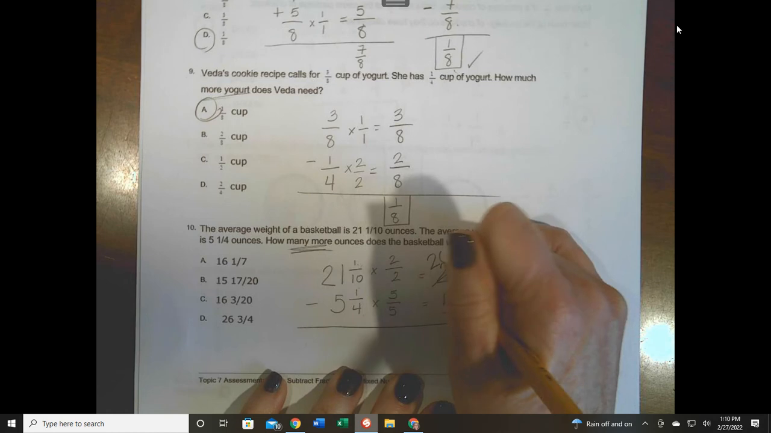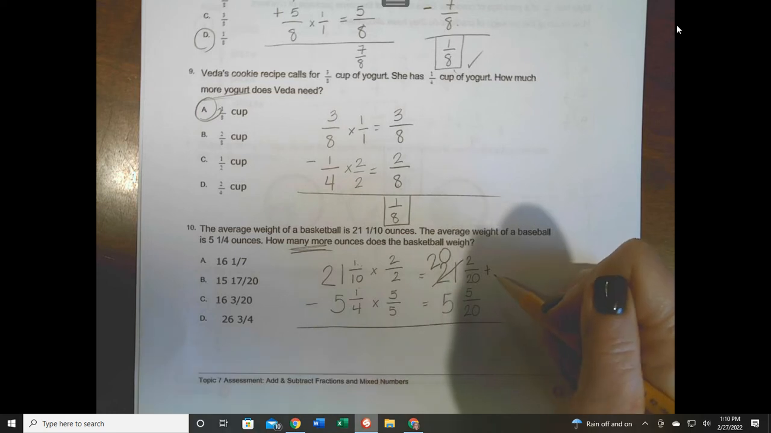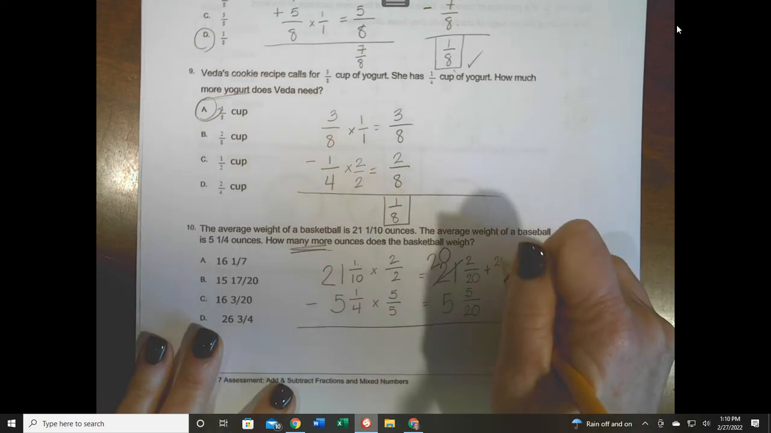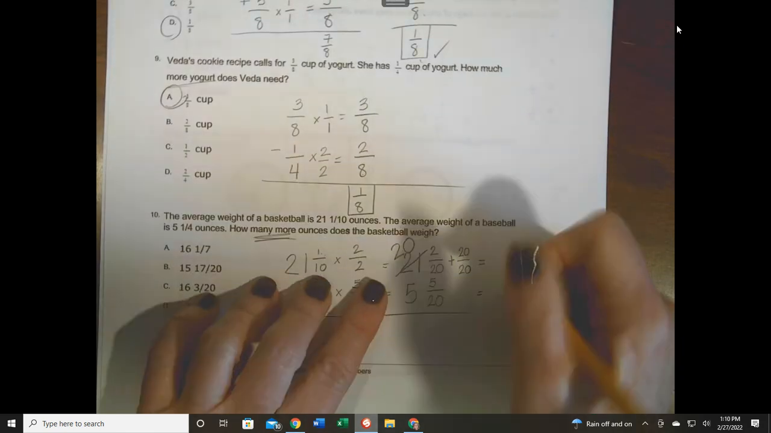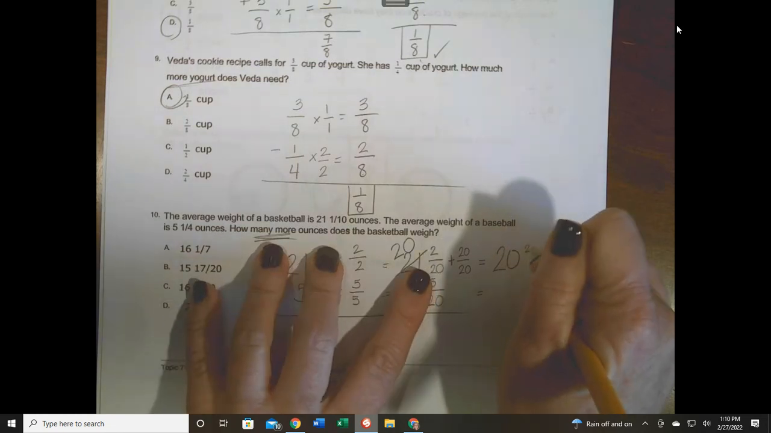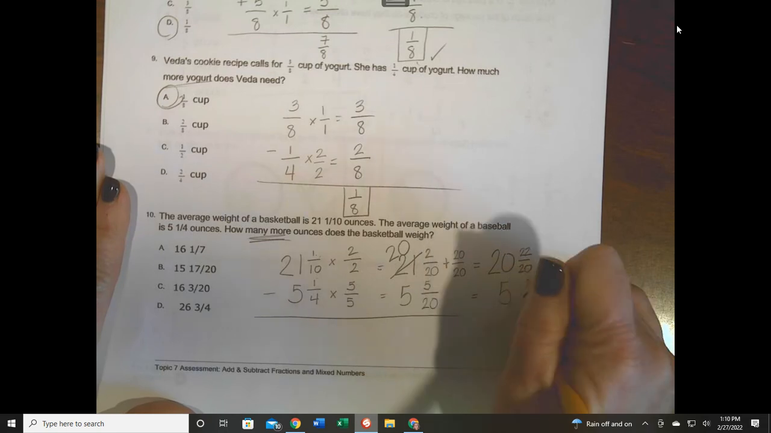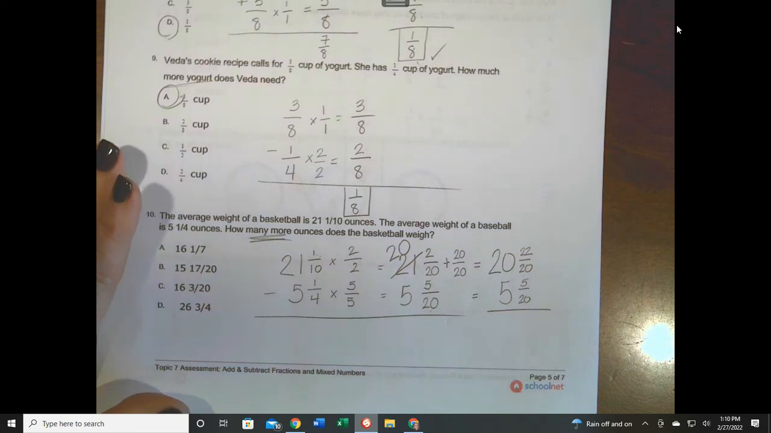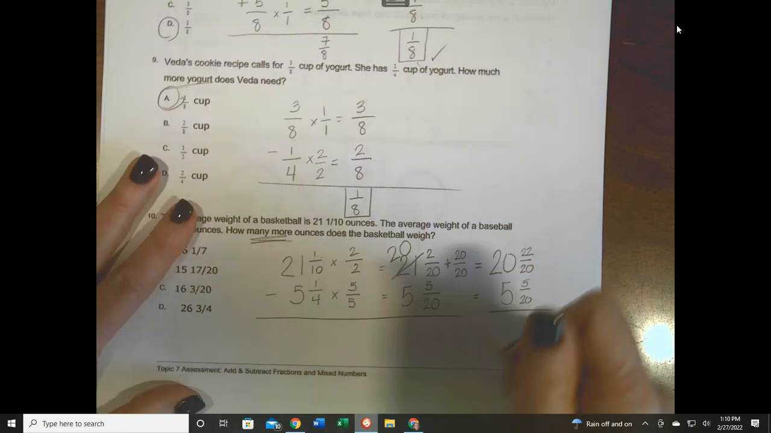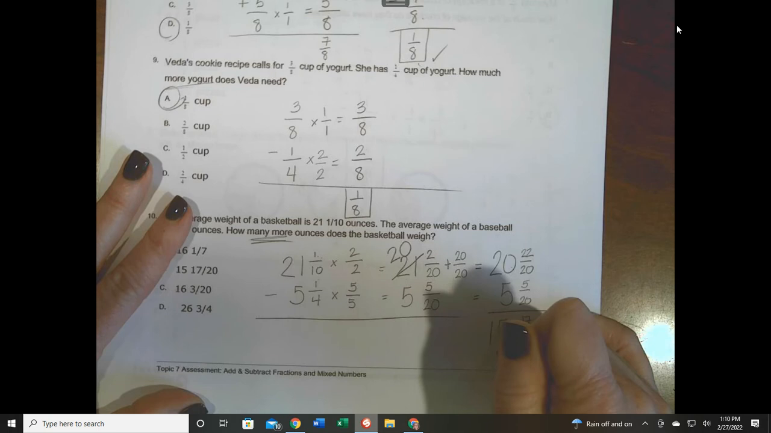I'm going to take one whole off of the 21, and I'm going to just rename it as 20/20. 20/20 is one whole, and it will help me have enough 20ths that I can then subtract from. So now I'm going to tidy this up. This is going to be 20 and now 22/20 for my minuend, and 5 and 5/20 is what I'm going to subtract. So now I'm ready to look at those fractions. If I subtract 5/20 from 22/20, I get 17/20. If I subtract the whole number 5 from 20, I get 15.